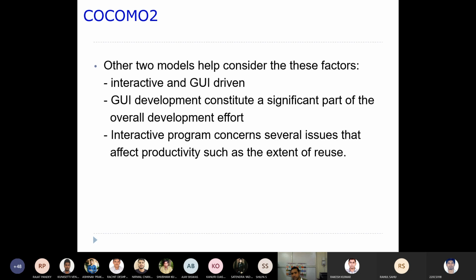So when you talk about any interactive program, that also has an effect on productivity. The more interactive the program is, it will definitely take more time. Very creative people are really required, and you need to have much reusability, you have to reuse many things, right? Then only you will be able to make your program more interactive.